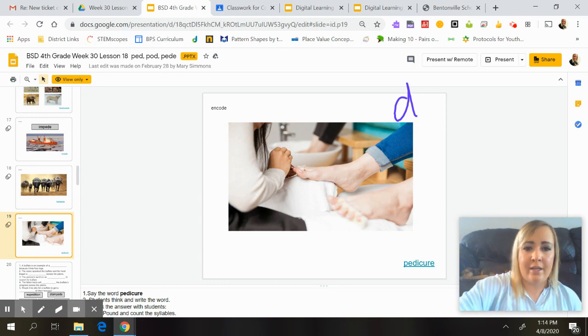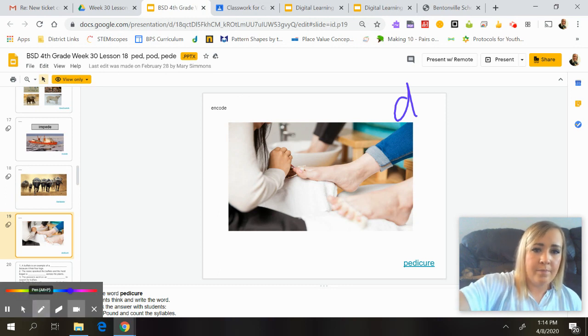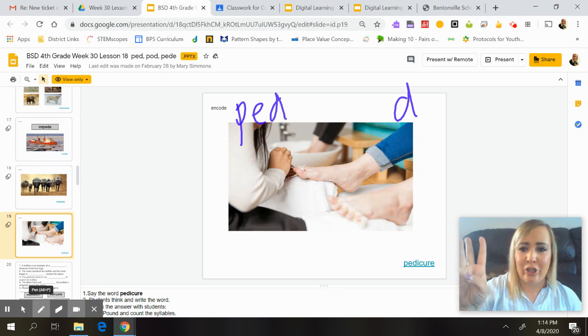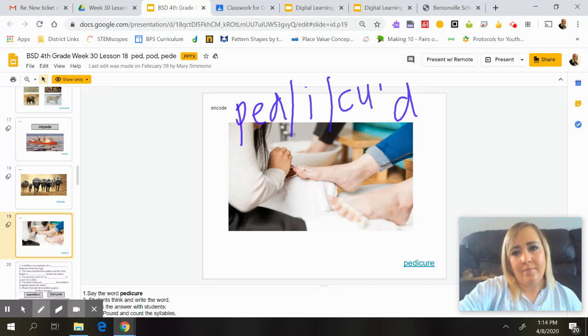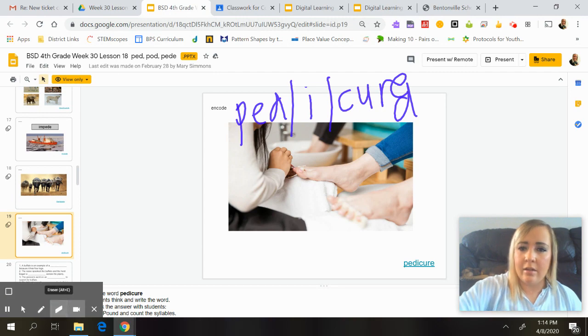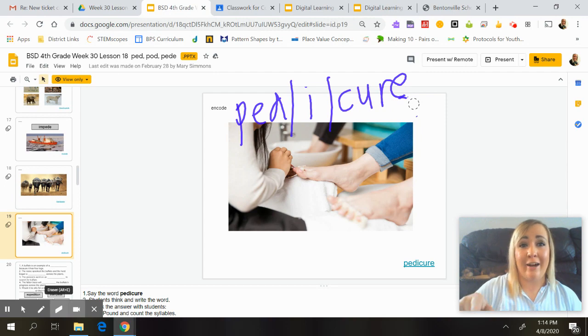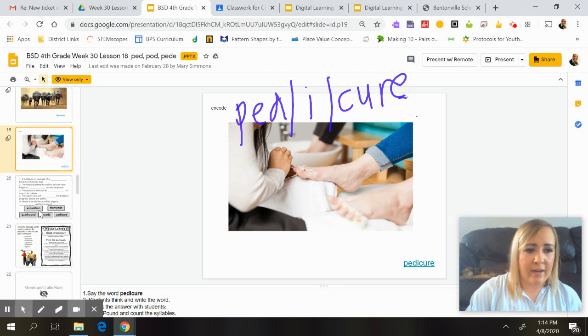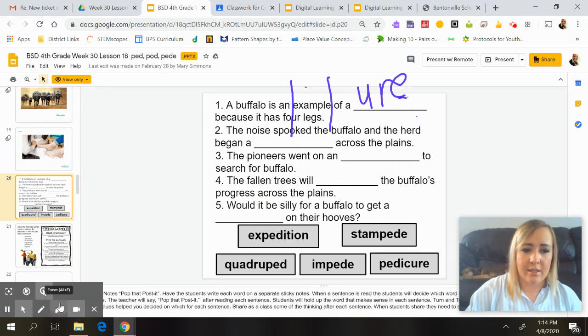So if we think of ped, so we have ped and then pedicure. So pedicure, taking care of your feet, curing your feet of maybe things that you don't otherwise want, like calluses, or you want them to look pretty and have them painted. So that's a pedicure. And then the last little bit that we have.